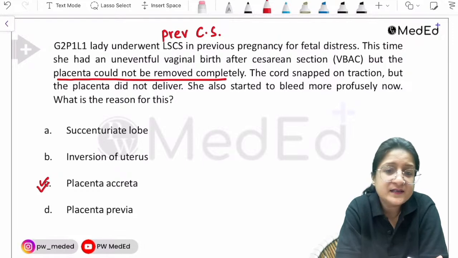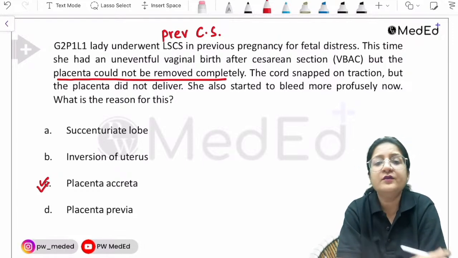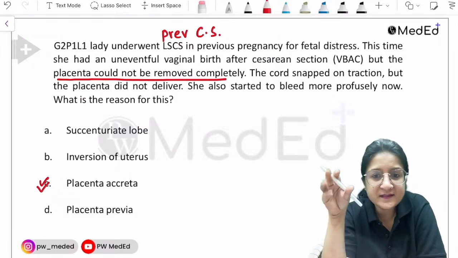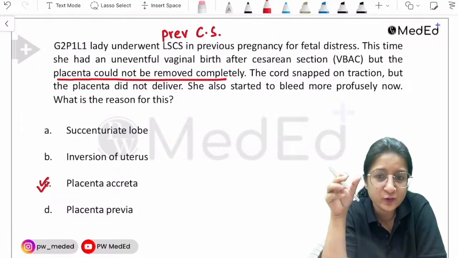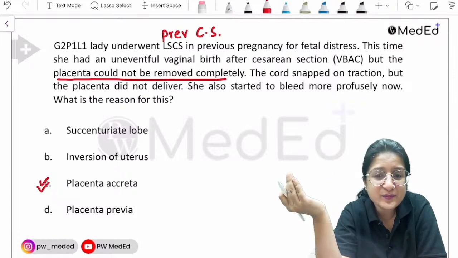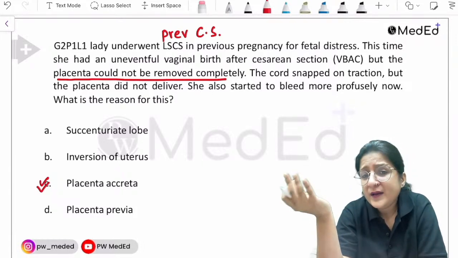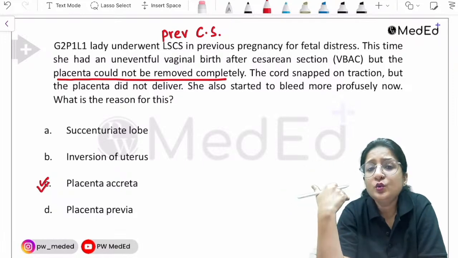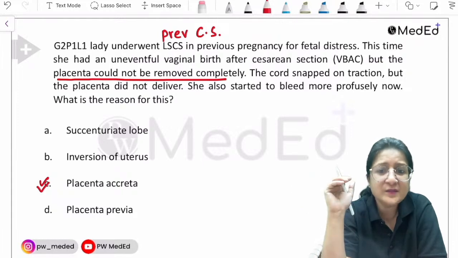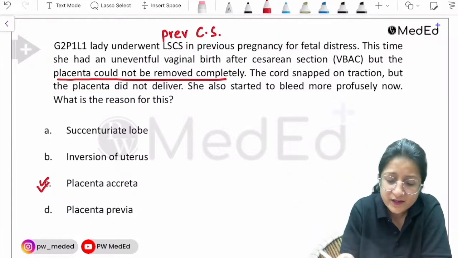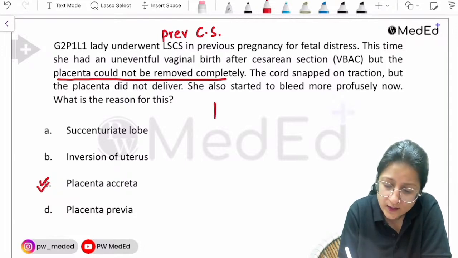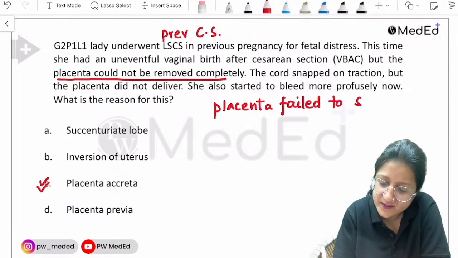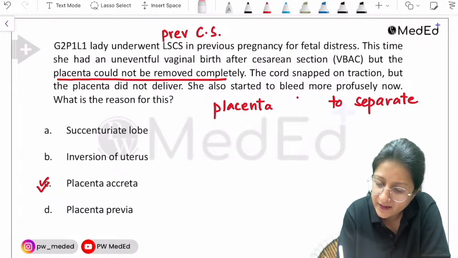So placenta accreta is a situation where the placenta, instead of attaching onto the decidua basalis, is penetrating deeper and attaching to the myometrium, right? So the plane of placental separation is not there. So what will happen, the placenta will either fail to separate completely, or the placenta will separate in bits and pieces. So the information in the question could be this also, that the placenta separates in bits and pieces. That could also be the information.